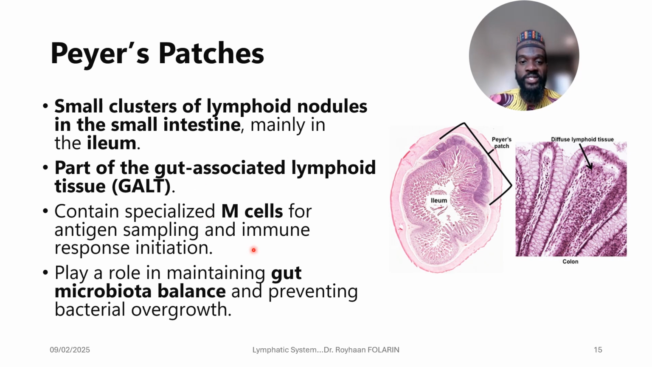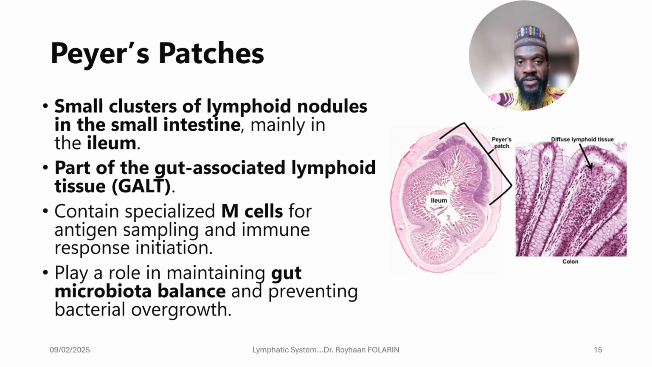So a special feature of these Peyer's patches is the presence of what we call the M cells, which sample antigens from the gut lumen and then present them to immune cells. And this function is, of course, critical in maintaining the health and the homeostasis of the biome generally, while protecting against pathogenic bacteria. So all of these patches are quite specialized in their structure and their function.